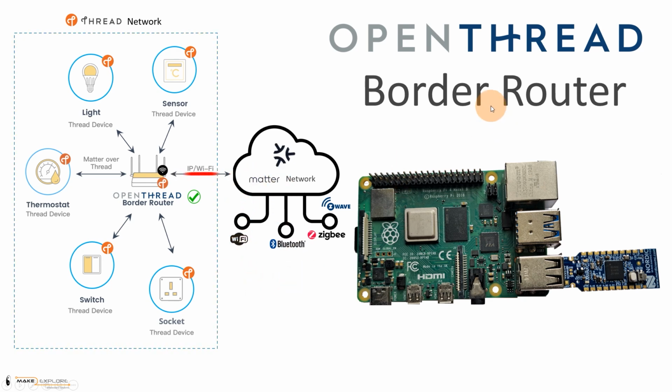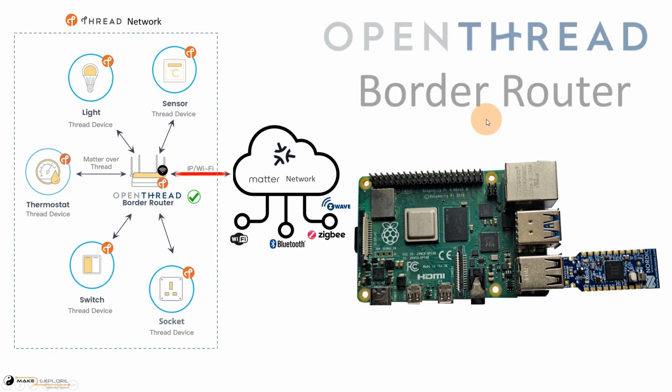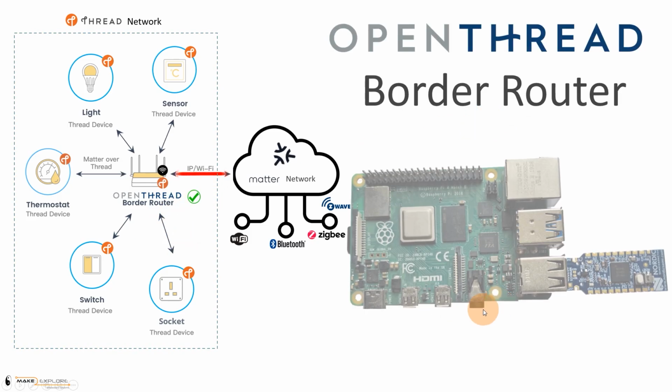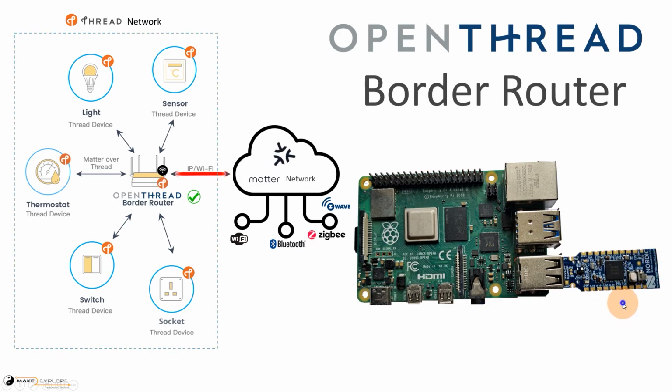In this video, we will see how to make OpenThread border router. For that, we will use Raspberry Pi and Nordic's nRF52840 dongle. So let's get started.